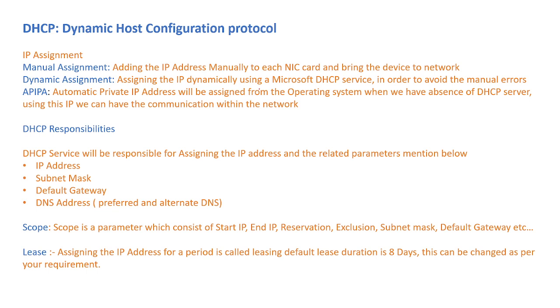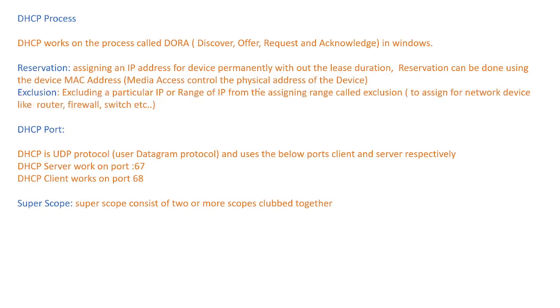The responsibility of the DHCP server is to provide the IP address, subnet mask, default gateway, and DNS address. You also learned about scope. Scope is a parameter which consists of the start IP, end IP, DNS address, reservation, exclusion, etc. Lease means for a certain duration of time, your IP address will be given to a particular computer and taken back when the DHCP lease is completed. Reservation means assigning the IP address for a longer time, permanently. Exclusion means excluding the IP address from the distribution range.